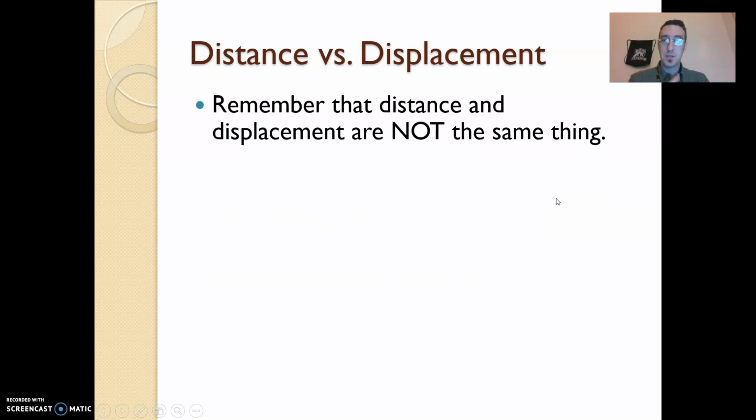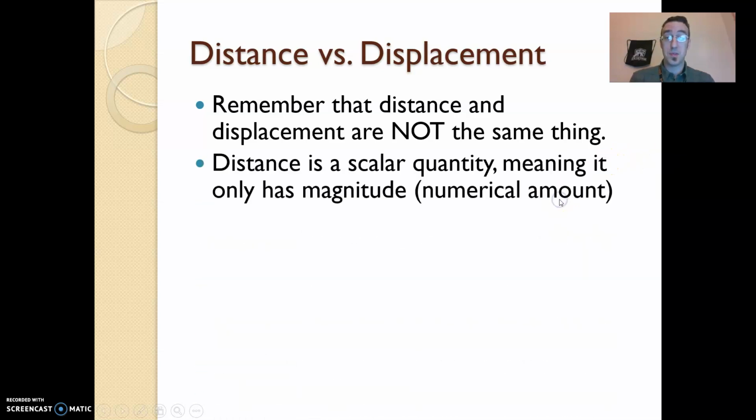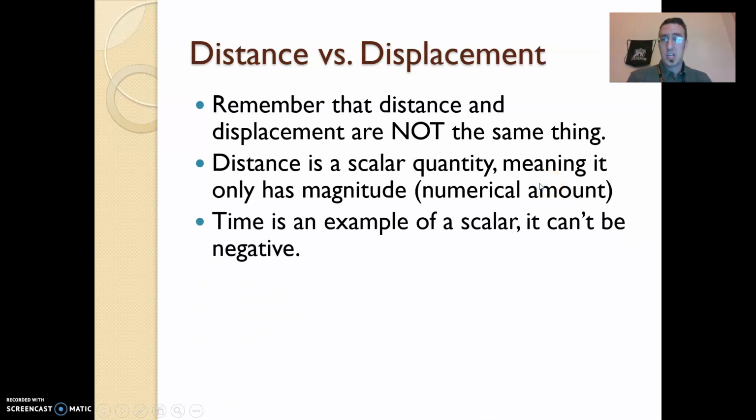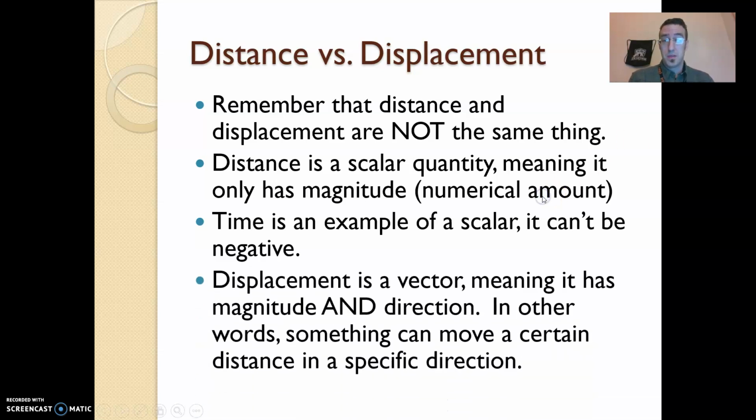So let's recap the difference between distance and displacement. Remember that distance and displacement are not the same thing. Distance is a scalar quantity, meaning it only has magnitude, or a numerical amount. Time is an example of a scalar, something that can't be negative. Displacement is a vector, meaning it has magnitude and direction. In other words, something can move a certain distance in a specific direction.